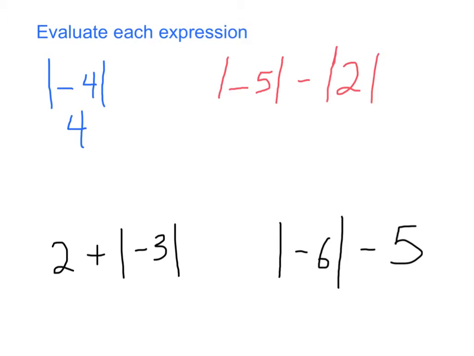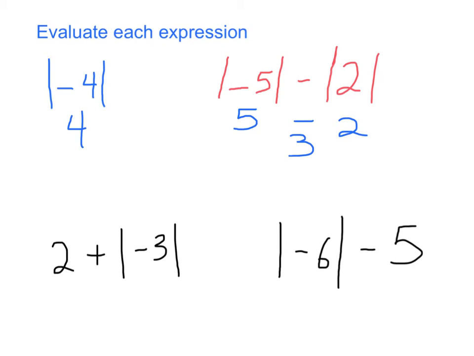When I look at this next problem, the absolute value of -5 minus the absolute value of 2, the first thing I'm going to do is say, okay, I know the absolute value of -5 is 5. And I know the absolute value of 2 is 2. So I'm taking 5 minus 2, which when I evaluate that, the answer is going to be 3.